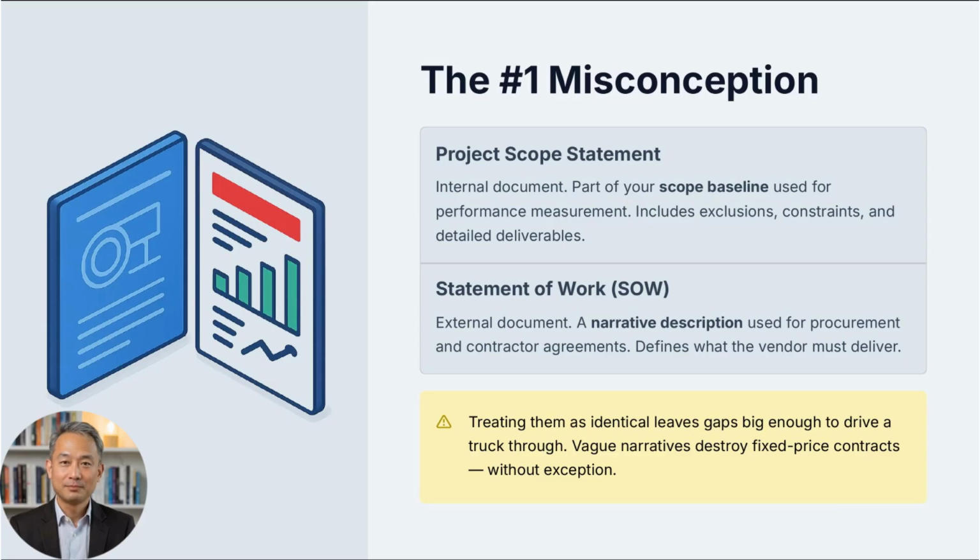Here is what most people get wrong after 25 years of watching this. They treat the SOW and project scope statement as identical documents. They are not. The project scope statement is part of your internal scope baseline used for performance measurement, while the SOW is a narrative description used for procurement and contractor agreements. If you treat them the same, you leave gaps big enough to drive a truck through. In my experience, vague narratives destroy fixed-price procurement contracts without exception.